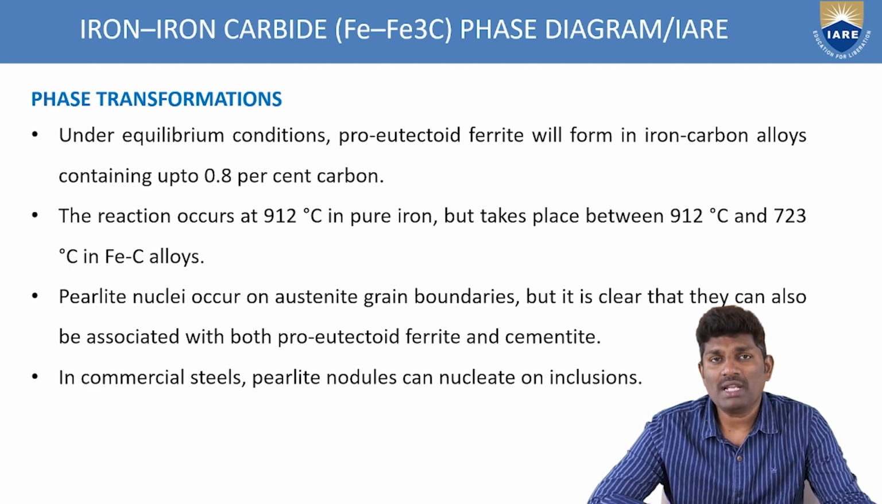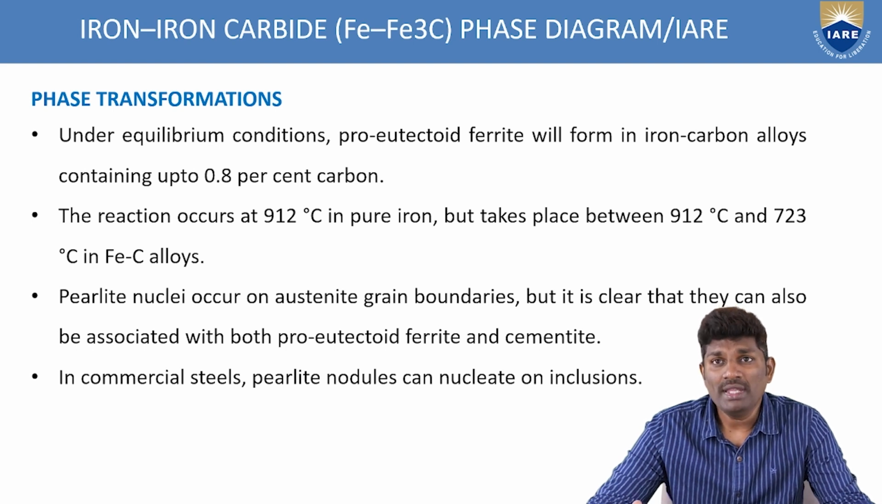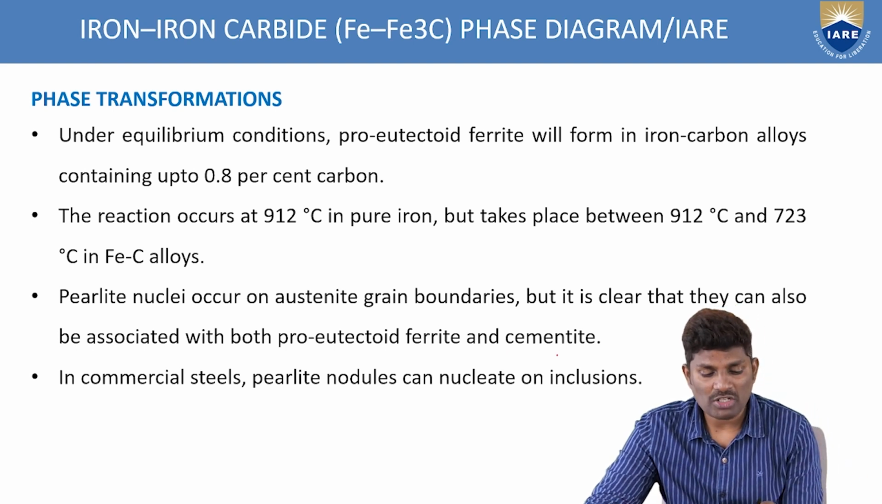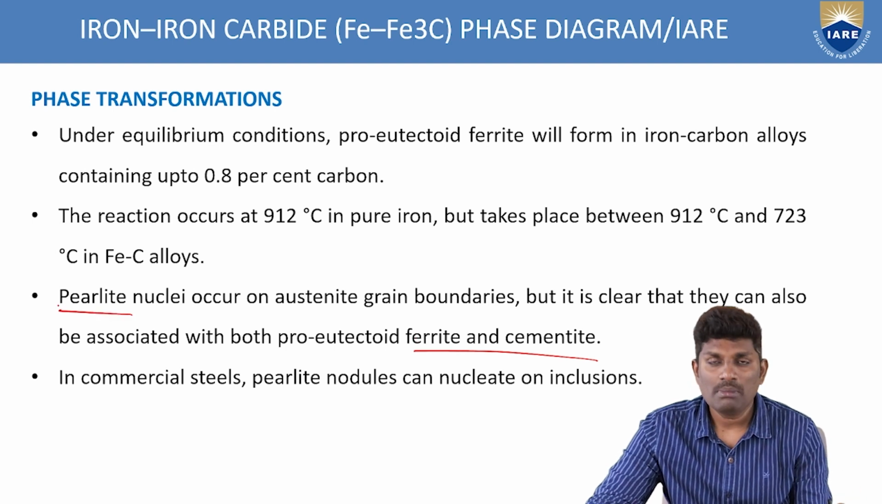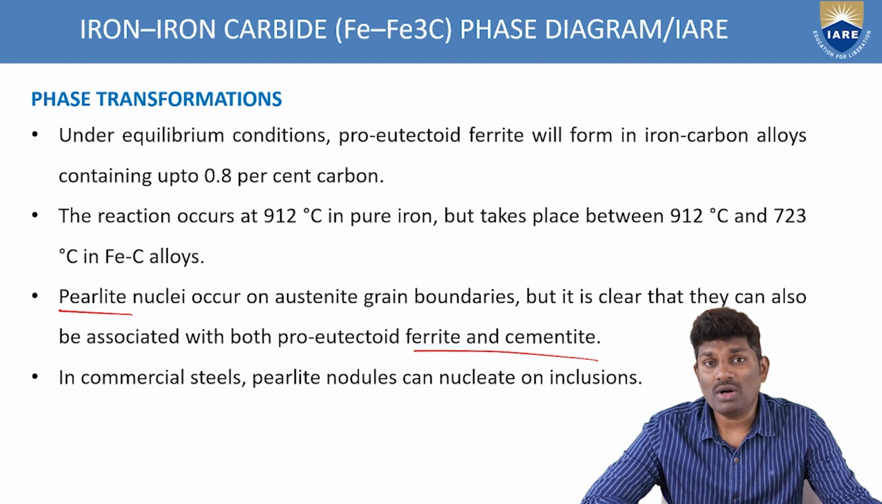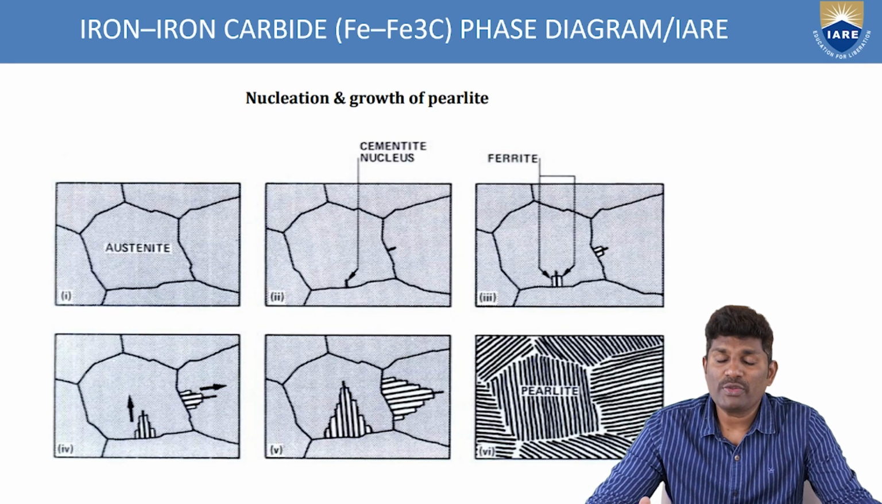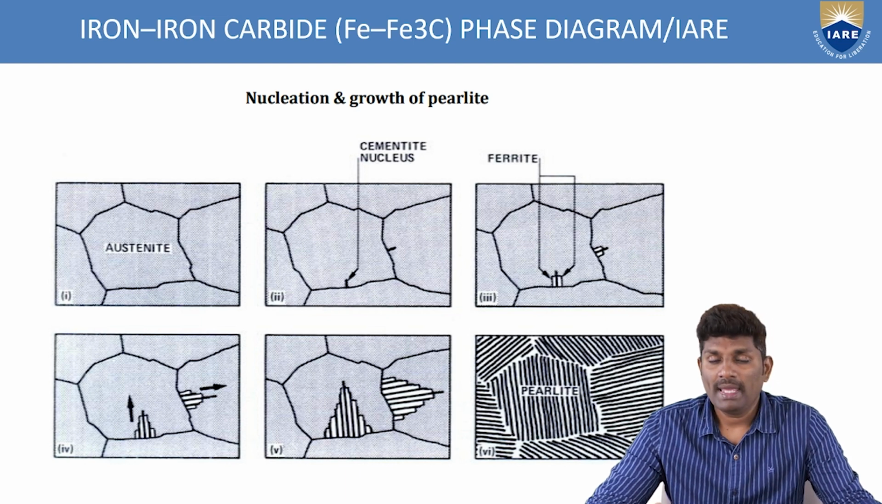The pearlite, what is the pearlite you have? This is the combination of ferrite and cementite compositions. Ferrite and cementite, the combination of these two, is called pearlite. And it is very clear that they can also be associated with both pro-eutectoid ferrite as well as cementite. In commercial steels, the pearlite nodules can nucleate on inclusions. So you can observe clearly the microstructure view of each type of element.